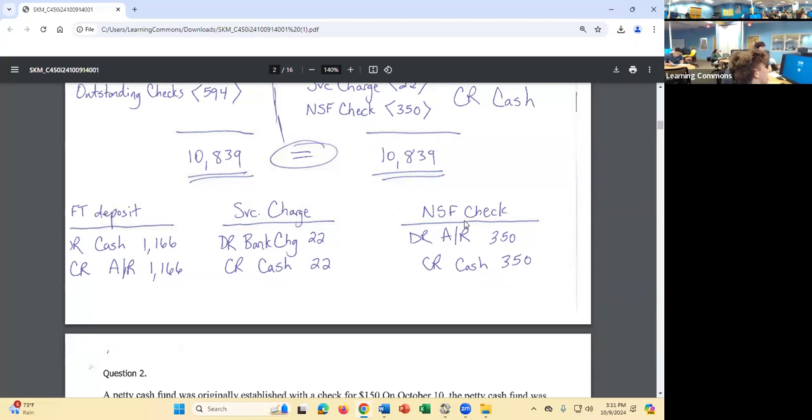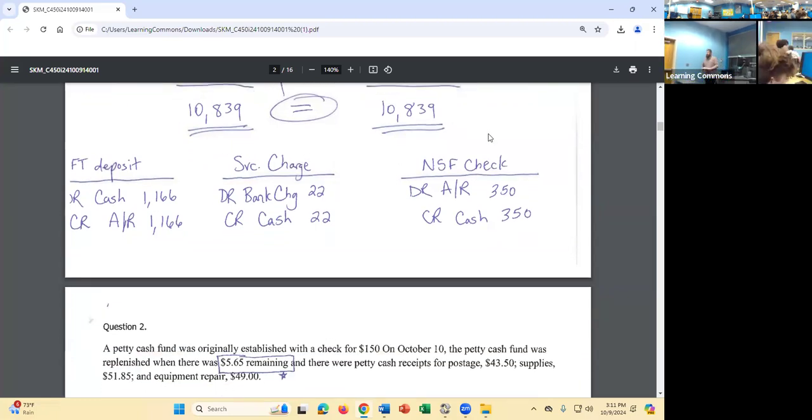All right. For those who are doing petty cash, let's talk about it. So it says that a petty cash fund was originally established with a check of $150. What is petty cash? What is it used for? Small stuff, right? Instead of us writing a check out of the operating account, we're going to set aside some money for small purchases. In this case, postage, supplies, and equipment repair.